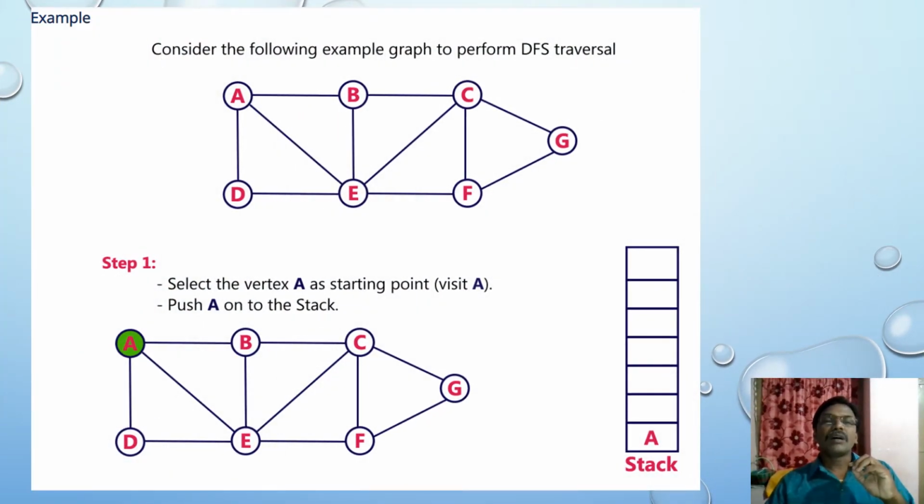For example, I am choosing some 7 vertices, undirected. In this, select vertex A as the starting one. I am choosing vertex A for the start. So mark that A, and in the same way that visited vertex is pushed to the stack. That is the first step.